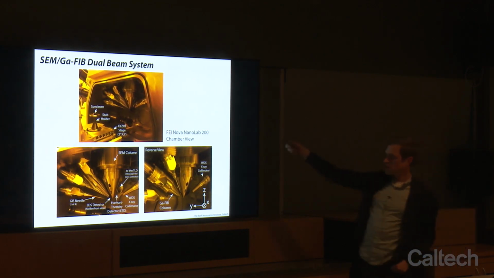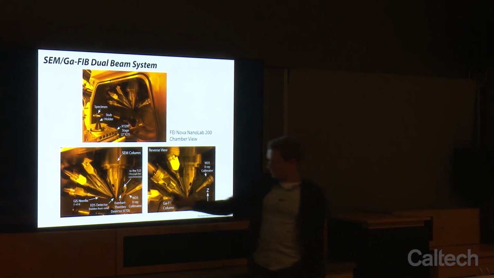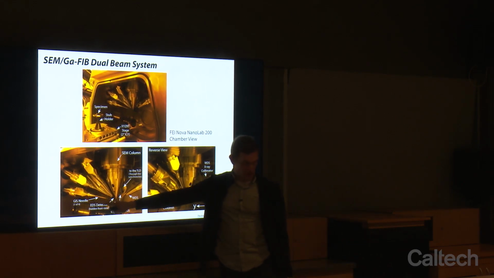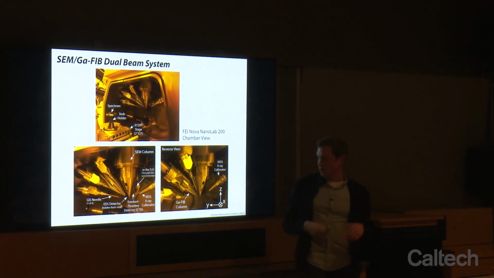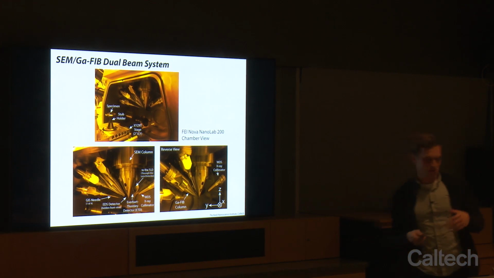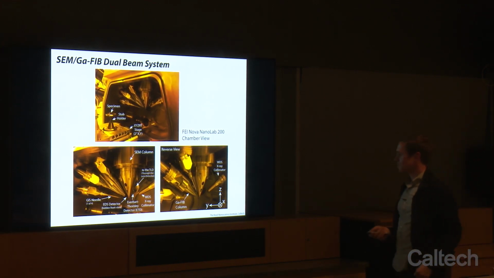We have a Nova 200. The 200 just means 2-inch stage, so a lot of the same kind of stuff. What's different here is we have an energy dispersive spectroscopy detector and a wavelength dispersive spectroscopy detector. We'll talk about how we can use X-rays to analyze the elemental composition of our samples.